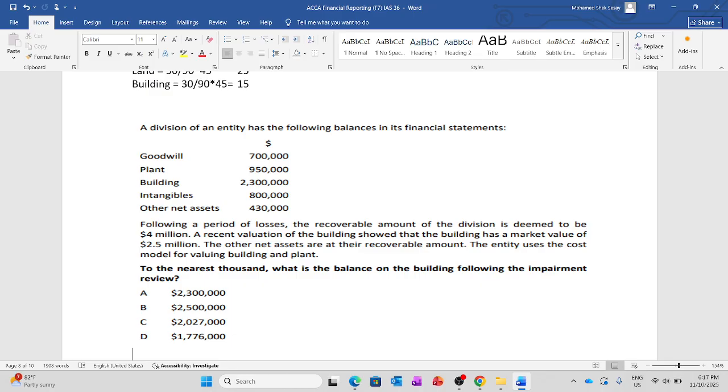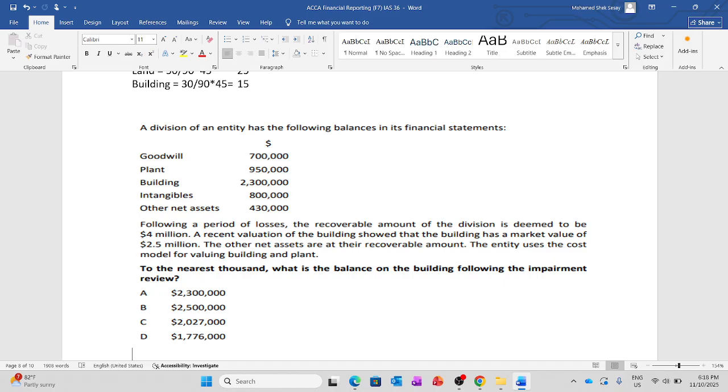The other assets are the recoverable amount. The entity uses the cost model for valuing the building at this. So it's very simple. To compare it, then we need to allocate the impairment as per IAS 36, considering goodwill, specific assets, and any other assets. Obviously, the question is silent about the other net assets, so we are not going to allocate any impairment to other net assets.